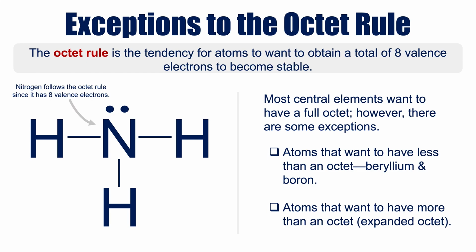So in NH3, nitrogen has 8 valence electrons in the Lewis structure. It's following the octet rule. What we're going to look at is how to deal with exceptions to the octet rule where the central atom doesn't want to have 8 valence electrons in order to be stable. The first type of exception is when the central atom wants to have less than 8. The other type of exception is when the central atom wants to have more than 8.